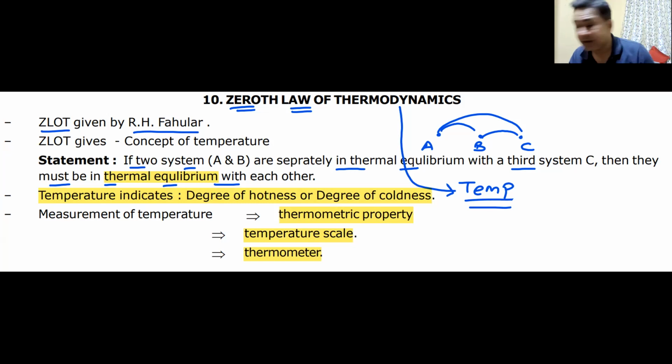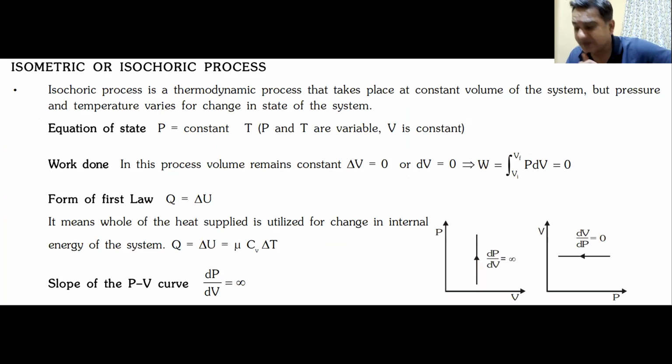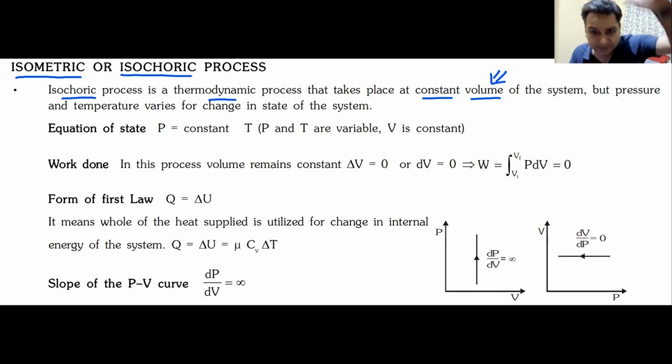You can see that table from the sheet, but what you have to do is write what I'm going to start speaking now. The first process that we deal with, and you must remember the name of the process, is the isometric or isochoric process. What do you mean by an isometric or isochoric process? You must be having an idea about this. This is a thermodynamic process that takes place at constant volume. Do we understand this? Raise your hands, everyone.